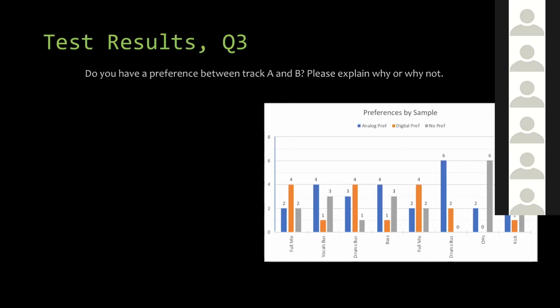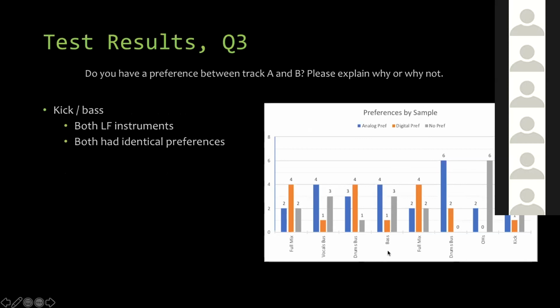Where the interesting results came into play, however, is the preferences by sample. Taking a look at the bass guitar and the kick sample, they had identical preference ratios. They are also both low frequency instruments, so I find this interesting. So the bass being here with 4 analog, 1 digital, 3 no preference. The kick follows the same pattern.